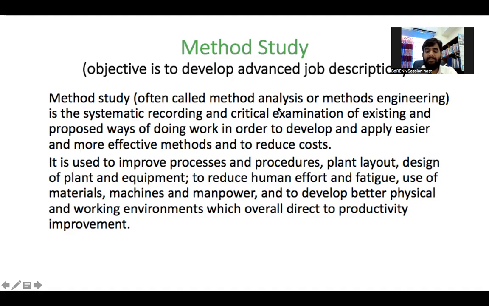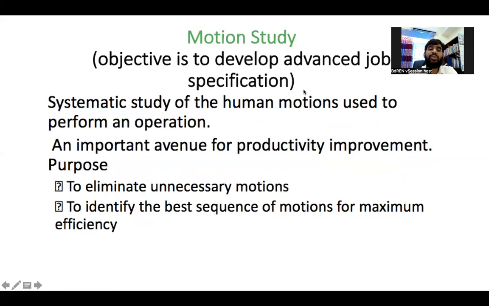Ultimately, method study means studying the existing method and proposing a new method for productivity improvement. Then motion study is the systematic study of human motions. So now you are just sitting, but a few days ago you couldn't do the job by sitting. You needed to take materials from another source, so you had to move from here to there. It is the systematic study of the human motions used to perform an operation, an important avenue for productivity improvement.